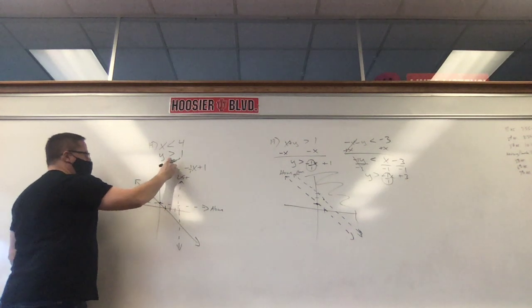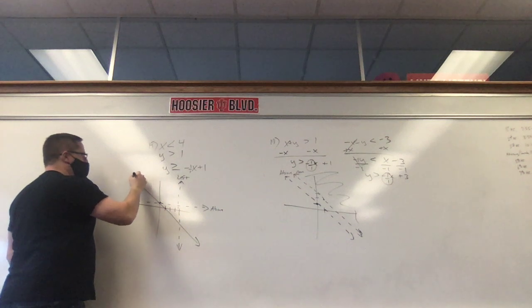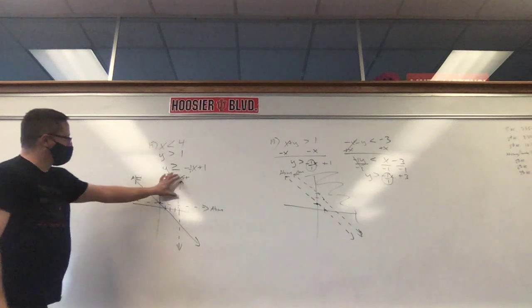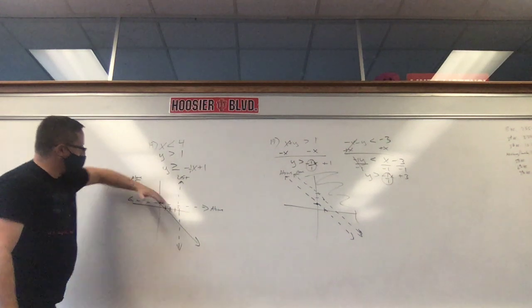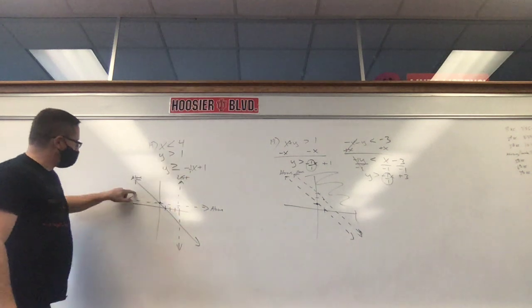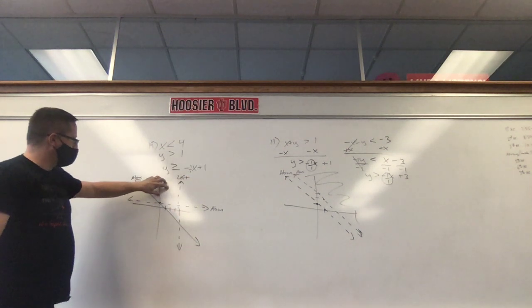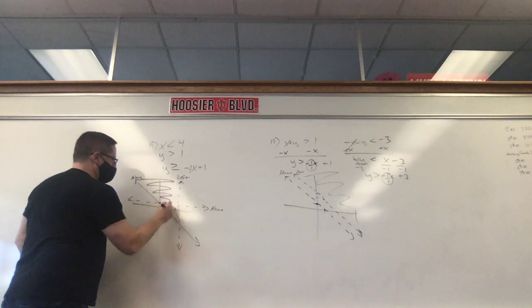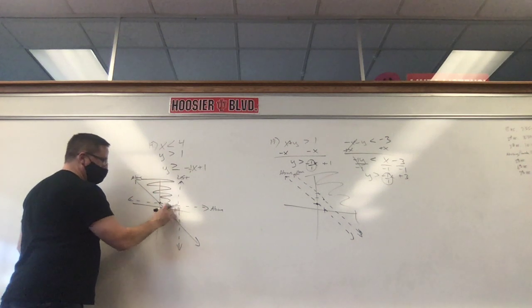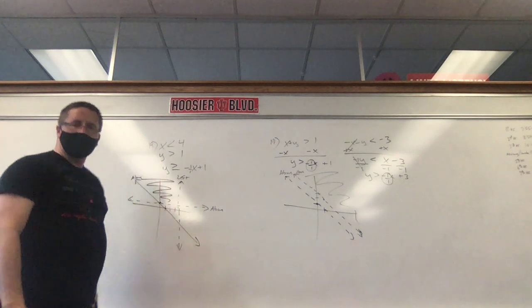And that says y is bigger, so above. So that square Ryan said was this area, but now it's got to be above this line. So we're talking about here. Down here, do I include this? No. Do I include this? No. So it's just that right there.